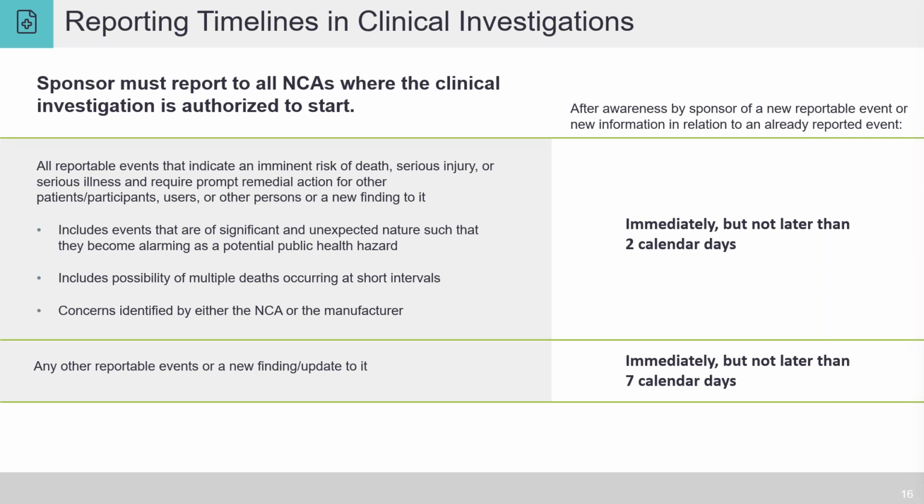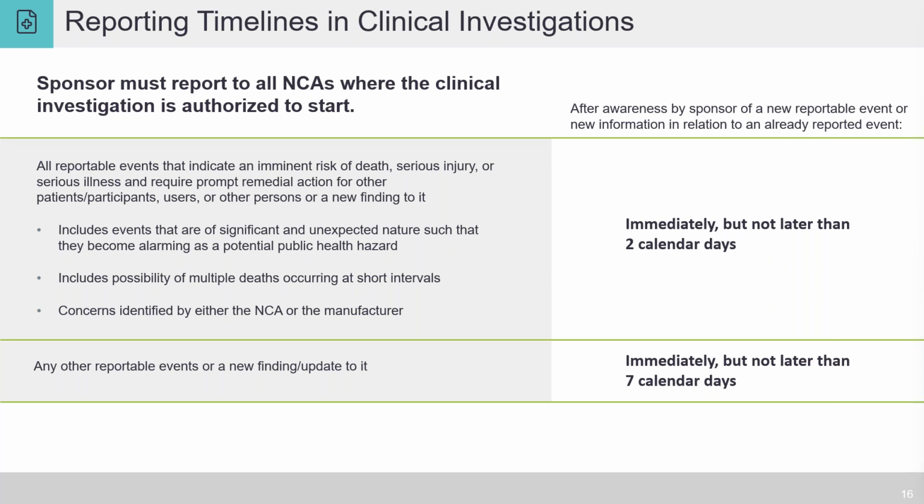So the sponsor must report to all the NCAs where the clinical investigation is authorized to start. And for all reportable events which indicate an imminent risk of death, serious injury, or serious illness, and that require prompt remedial action for other patients or subjects, users or other persons, or a new finding to it, the reporting timeline is immediately but not later than 2 calendar days after awareness by the sponsor of a new reportable event or of new information in relationship with an already reported event.